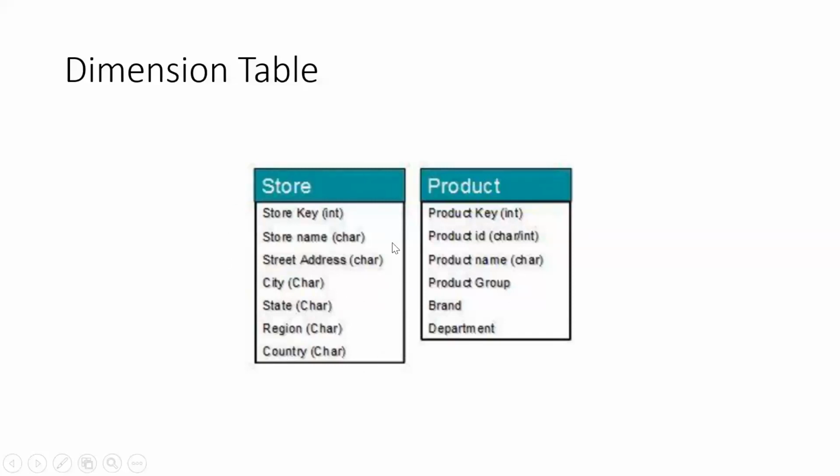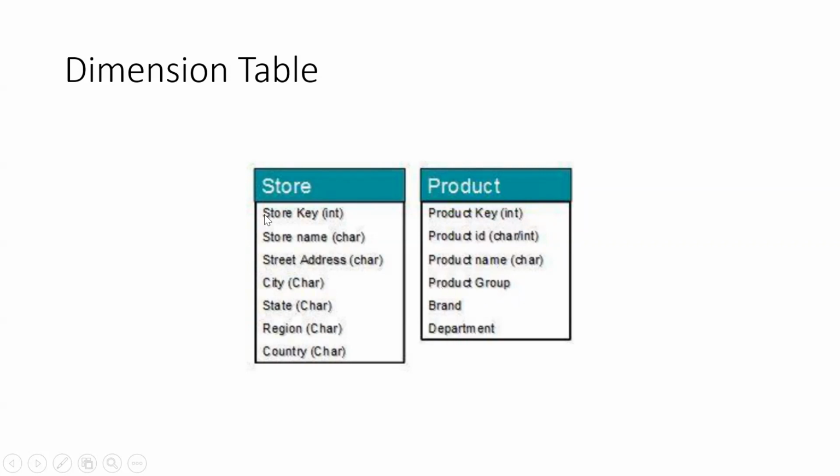Now this is the dimension table. In the store dimension, all the store-related information should be stored over here: store key, store name, street address, city, state, region, country. In the product table, there are product key, product ID, product name, product group, brand, department, those things.